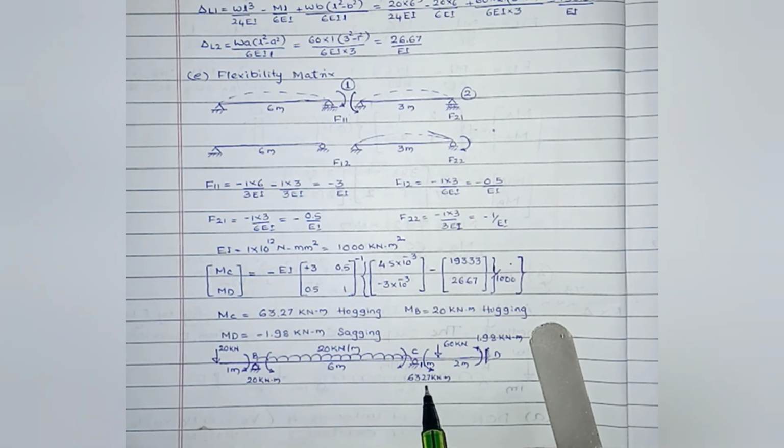Here this one is 63.27 kilonewton meter, which we have just calculated, and this one is the sagging bending moment 1.98 kilonewton meter. By using this, we can easily draw the bending moment diagram.